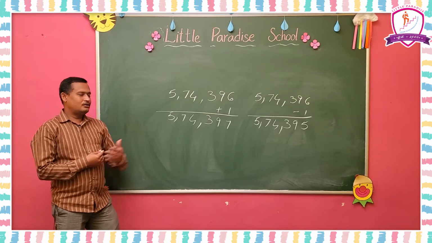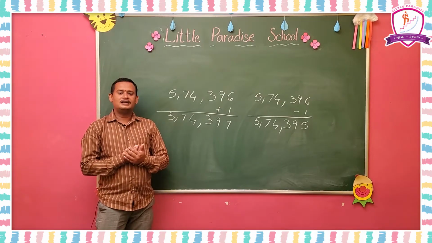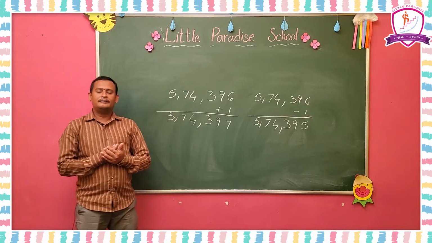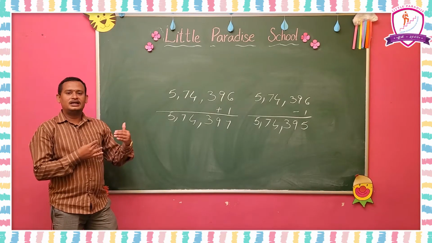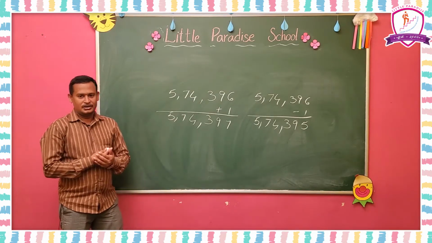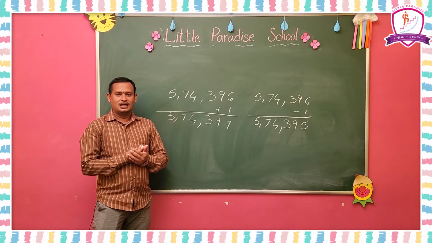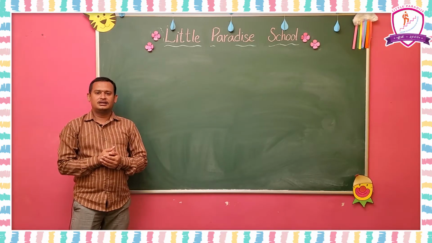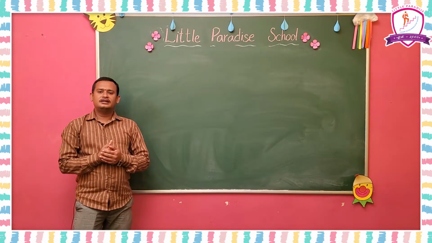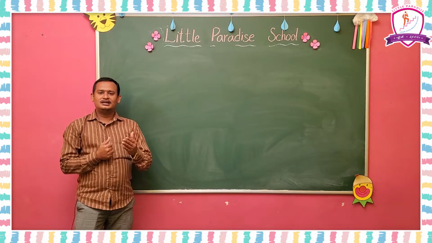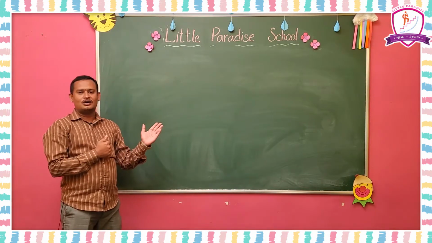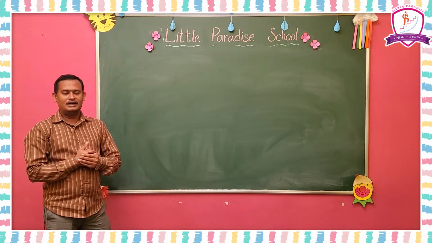Now I am going to explain the comparison of two numbers, how to compare two numbers, and how to put the given numbers into an order. These two things we are going to discuss now. First, how to compare the numbers. To compare two numbers, two things are there. First, we have to compare the digits, how many digits are there in the given numbers.